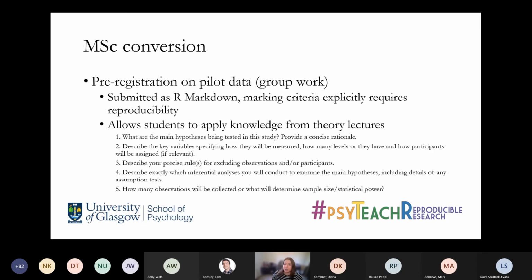They then write up the results of the study in an individual quantitative report, but the focus is on transparency, not the results. They're told, you can explore your data. Are there any deviations from the pre-reg? And so on. So it reinforces the idea that there's exploratory and confirmatory research and how to accurately represent what they did. But yeah, the pre-registration is entirely done in R Markdown. That's what they submit, and the marking criteria explicitly rewards them for producing a reproducible document.